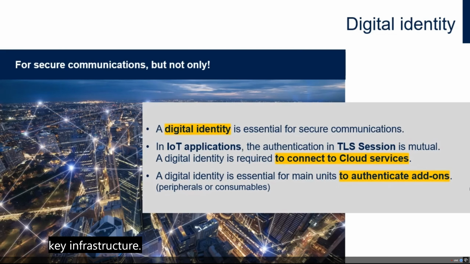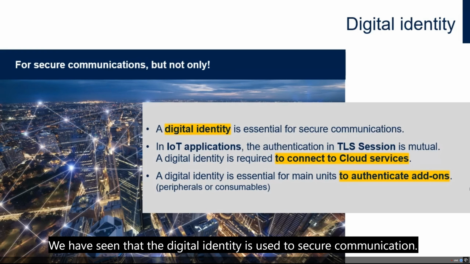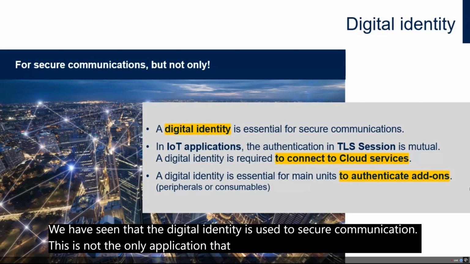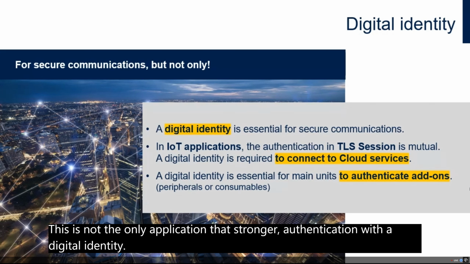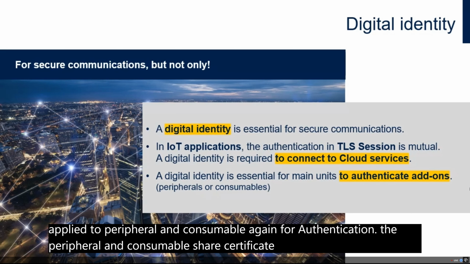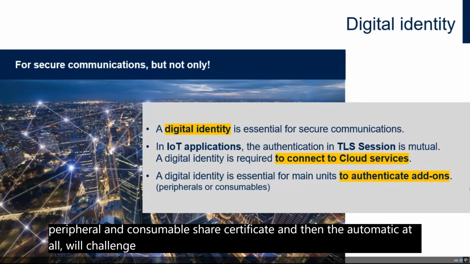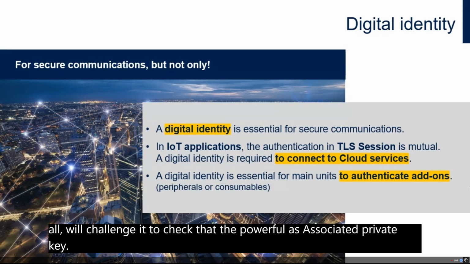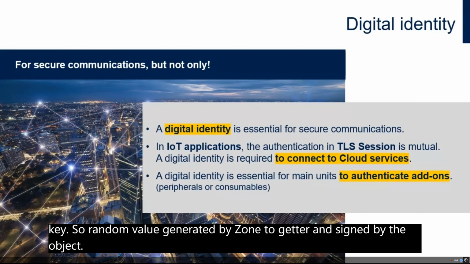We have seen that the digital identity is used to secure communication. This is not the only application that needs strong authentication with a digital identity. The principle to verify a certificate to verify an object can also be applied to peripheral and consumable, again for authentication needs. The peripheral and consumable will share its certificate and then the authenticator will challenge it to check that the peripheral or consumable has the associated private key. The challenge is generally a random value generated by the authenticator and signed by the object. We will see this in detail during the live demo.